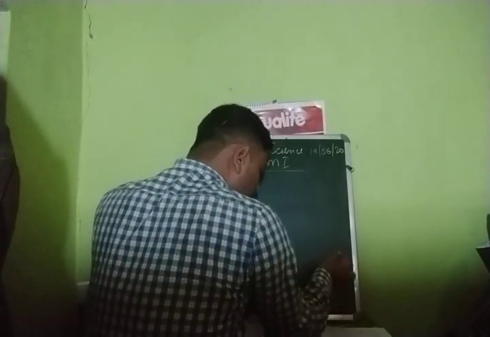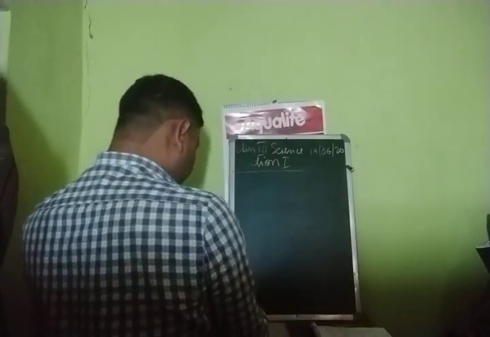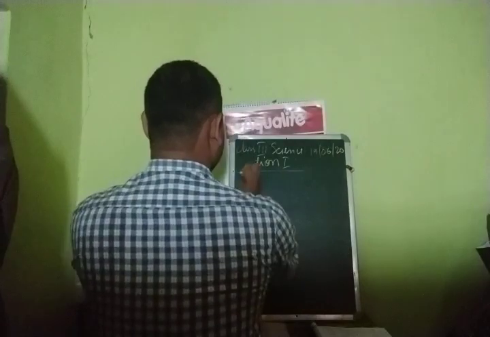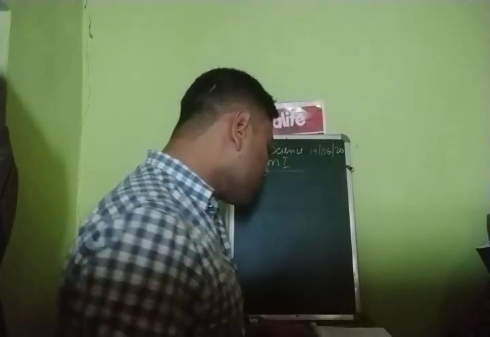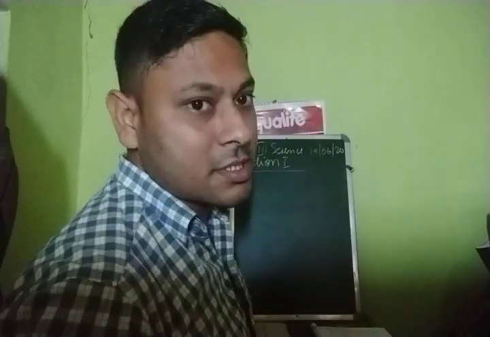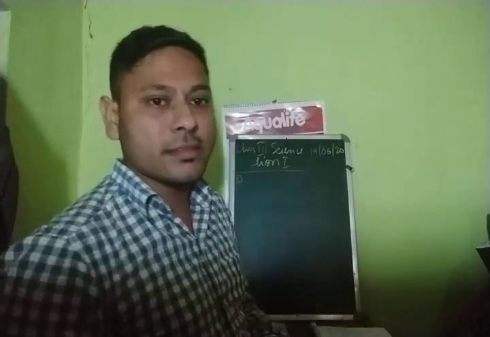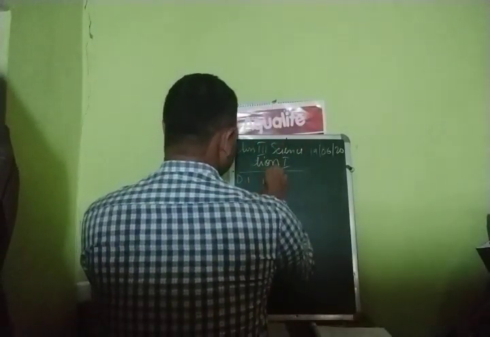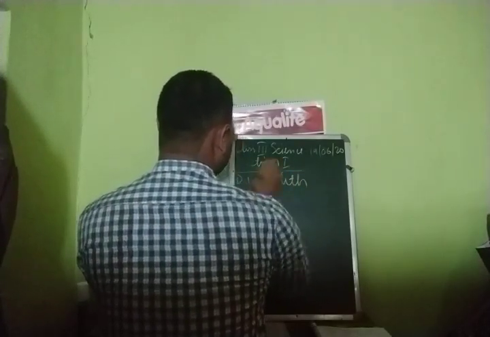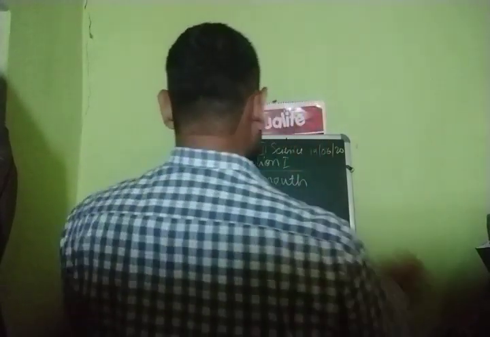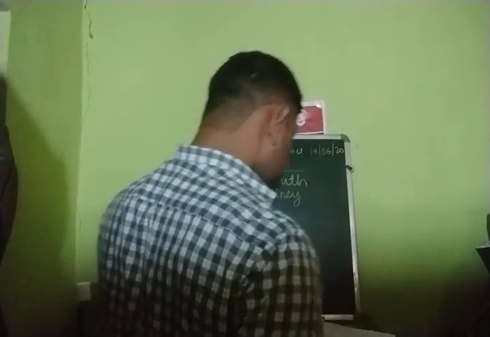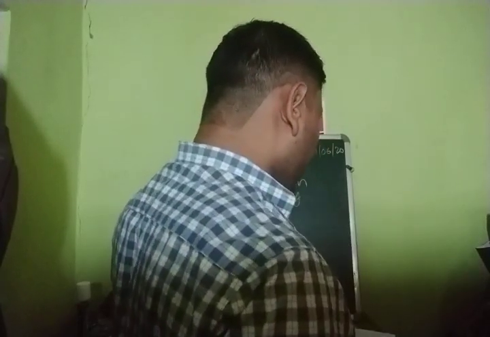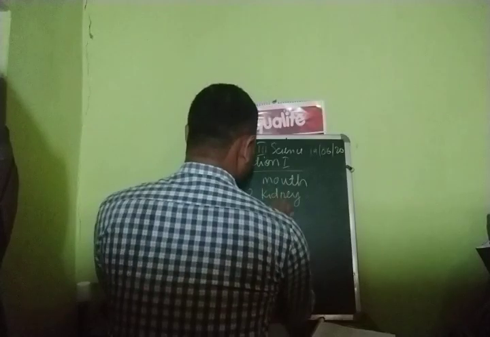Now again, choose the correct answer and fill in the blanks. Question number D. We eat food through our nose or mouth. Simple. Nose we breathe, mouth we eat. So D number 1 is mouth. Number 2. The dash is located in our abdomen. It is kidney. Number 3. Dash is the waste product of our body. Air is not the waste product, so it is urine.